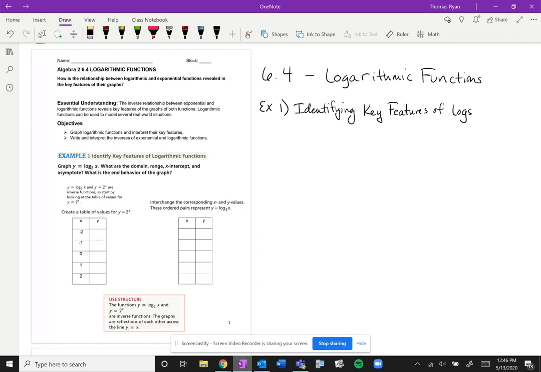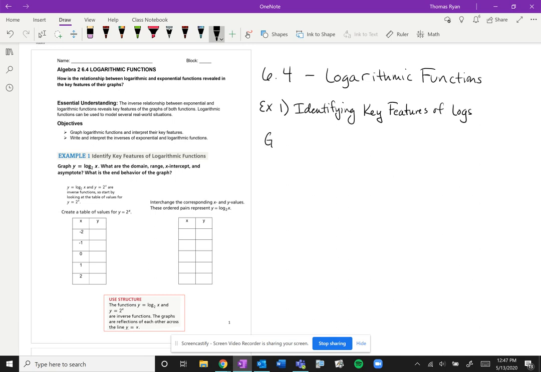So we got a little taste in Section 3 about what logs are all about and how they're related to exponentials. And now we're going to dive a little bit deeper into really focusing more on logs, what their graphs look like, how we can use them to solve equations and situations, really. We're going to introduce them as just one more operation that we're comfortable using. Okay, so example 1, we're going to identify some key features of a graph of a log.